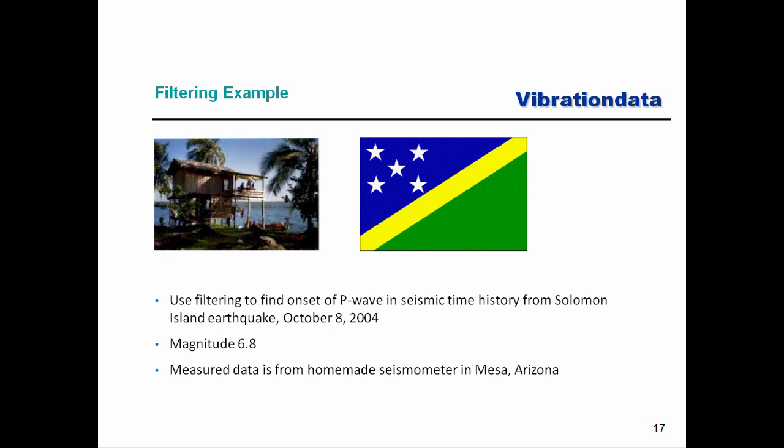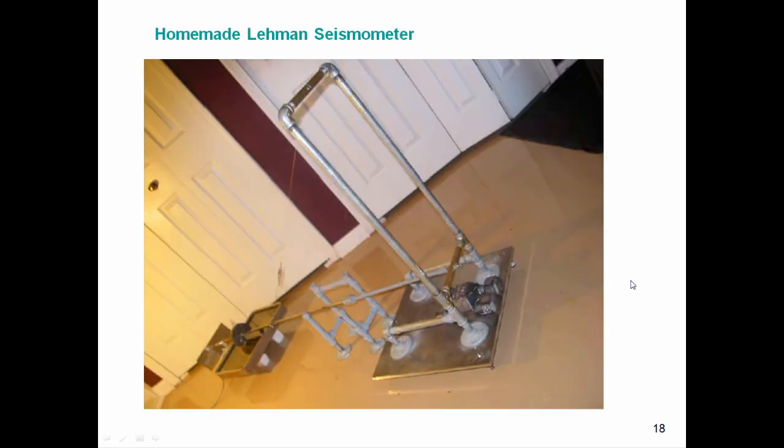And I measured this data using my homemade seismometer, and at the time I was living in Mesa, Arizona. Well, now I'm living in Madison, Alabama, close to Huntsville, but that's where I lived. And I was able to record this data. I was particularly interested in finding the onset of the P wave, which is the primary wave, within that seismic data. In order to do that, I had to do some filtering.